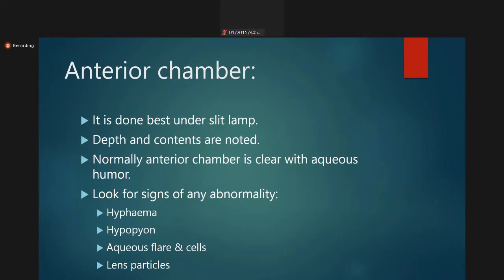Anterior chamber. You can easily see the anterior chamber with the help of a slit lamp, but with torch examination you can just check whether it is normal, shallow, or deep by seeing multiple patients. On the slit lamp it is clearly visible. The depth and contents are noted. Normally the anterior chamber is clear.